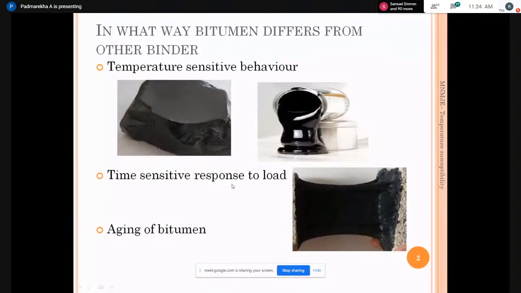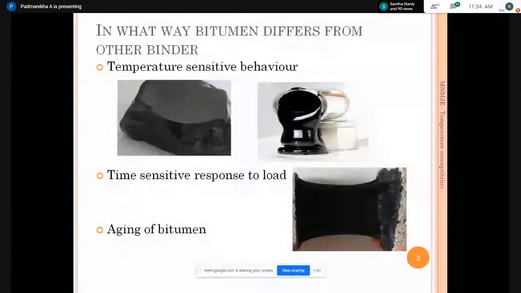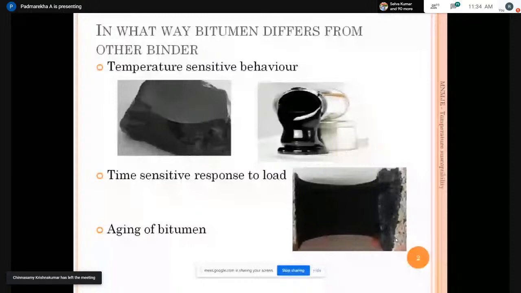For example, stick a bitumen between two stones and pull the stone, applying some constant loading, something which is shown here in this picture. Assume that you apply a constant load, maybe 50 kg, and hold that 50 kg constant over a period of time, maybe 1 minute. We expect that there will be an initial deformation. When you stretch it, you can see the material in that condition. If you keep on applying the load, the deformation will not be constant. It depends on time. This time dependent characteristic of bitumen is another character that differs from other materials.